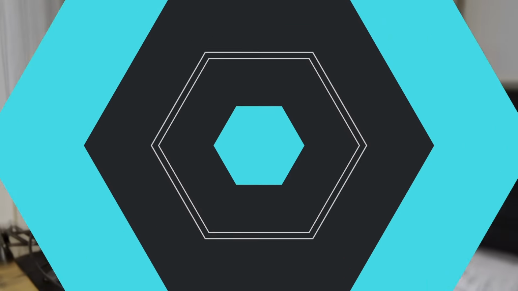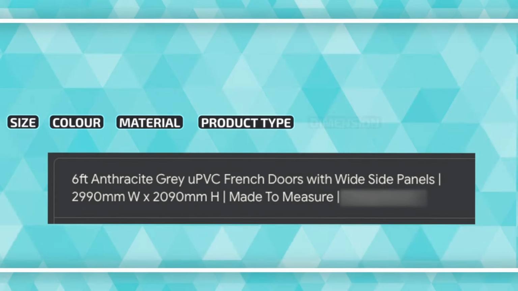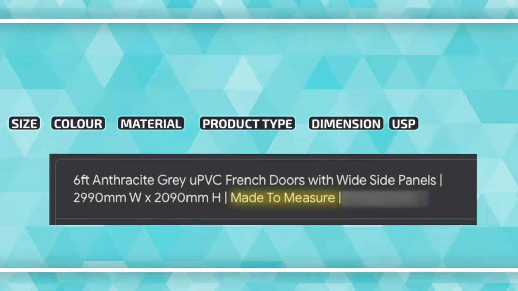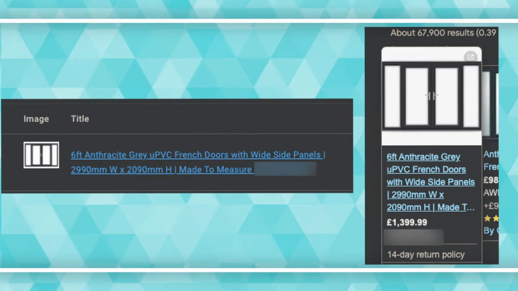So from this research, we ended up with the following structure for our titles. The order of these attributes went: size, color, material, product type, dimensions, a USP, and our brand name. Here's an example of what it ended up looking like.